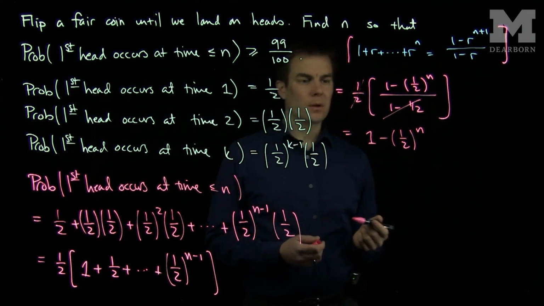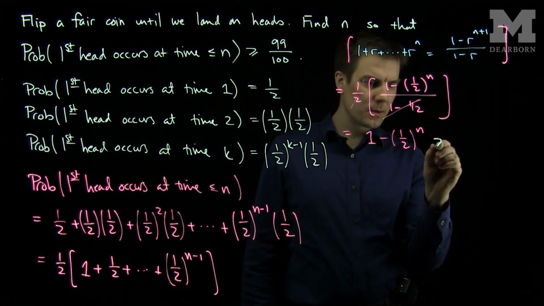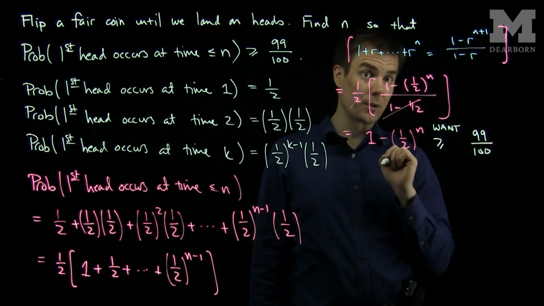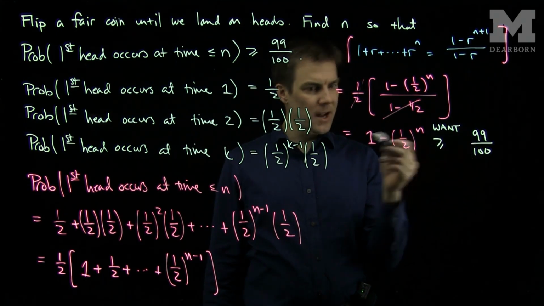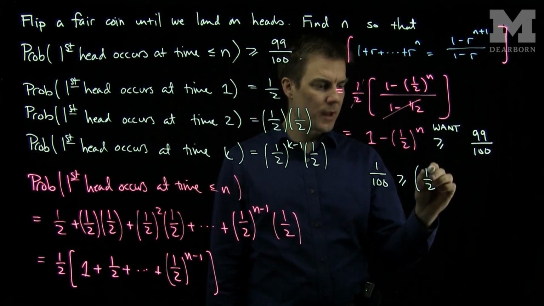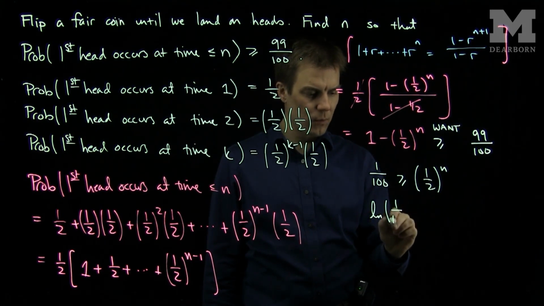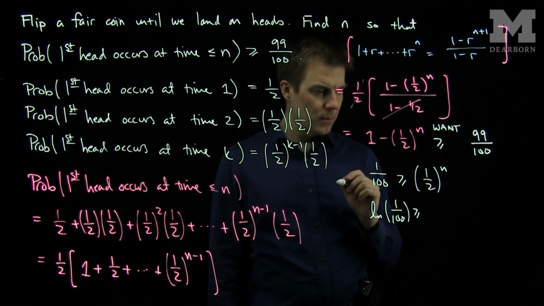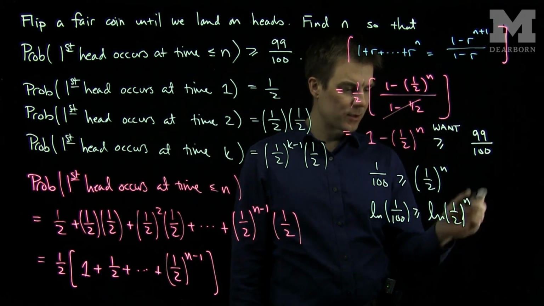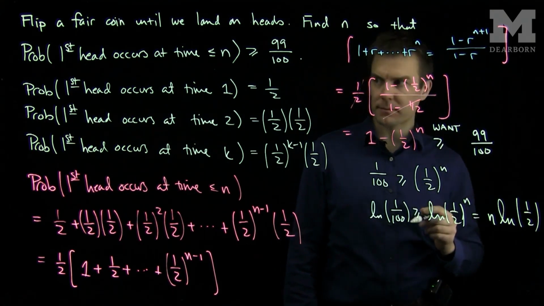And we want this probability to be bigger than or equal to 99 over 100. So what we want from our problem is I want this to be bigger than 99 over 100. So we can rearrange this. I can put this 99 over 100 over here. So I'll have 1 over 100 bigger than or equal to 1/2 to the n. I'll take the natural log of both sides. So the natural log of 1 over 100 is bigger than or equal to the natural log of 1/2 to the n. And so that n can come out, which is n natural log of 1/2.